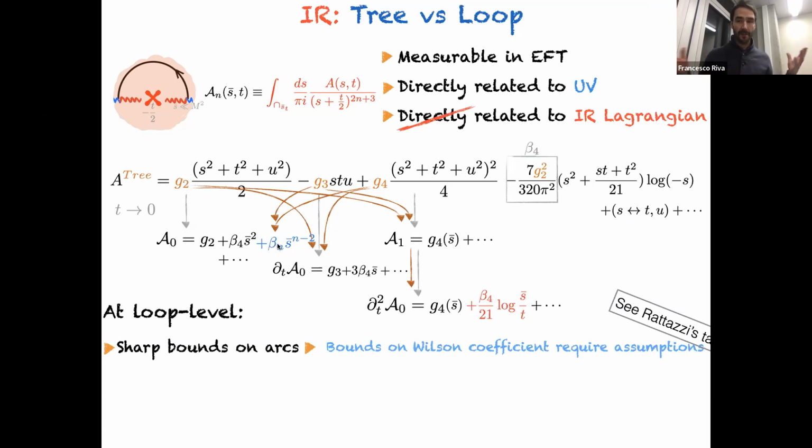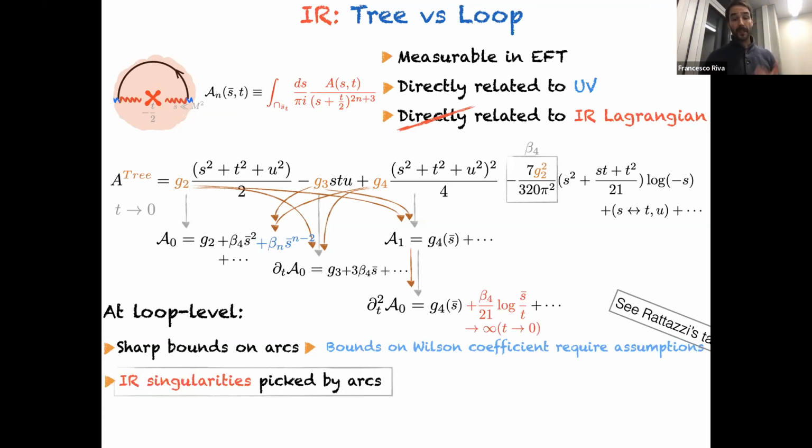These assumptions are similar to those that we make when we say that the amplitude in the effective field theory is truncated at the first few orders. These are assumptions of convergence, but still we lose this very nice relationship in which we can single out every single Wilson coefficient.